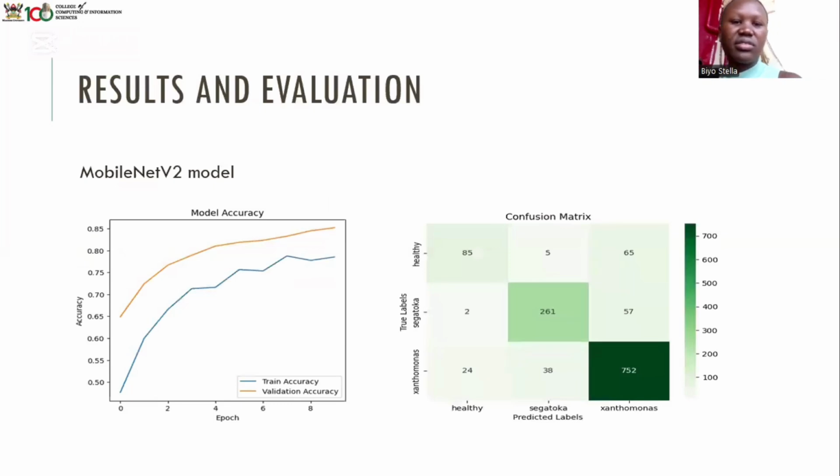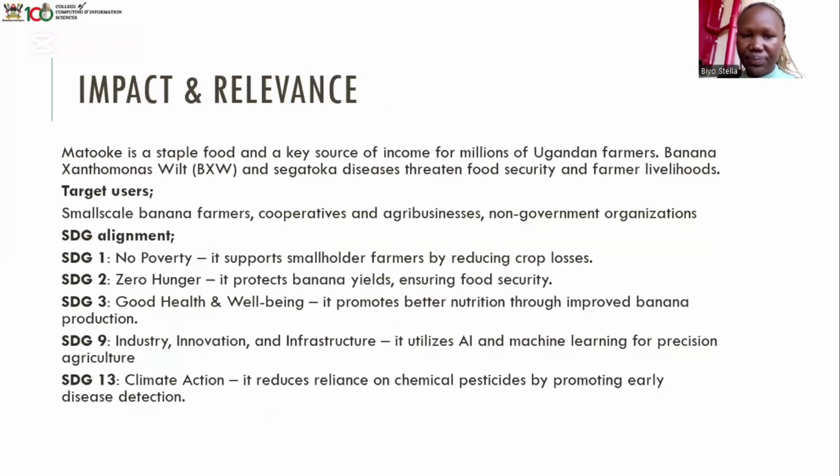These are the results and the evaluation. This is a graph showing our best performing model, the MobileNet V2 model. This is the accuracy graph, and this is the confusion matrix. It shows the number of images that were classified correctly, including those classified correctly as class Sigatoka, and most of the images were classified correctly under class one as compared to the other classes.